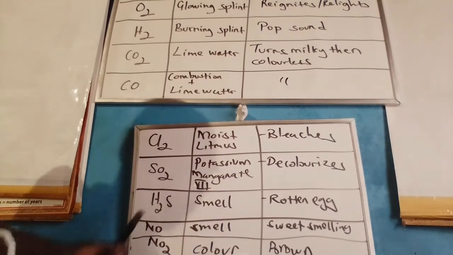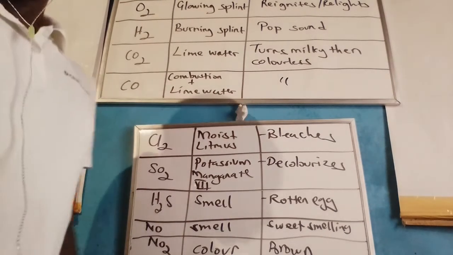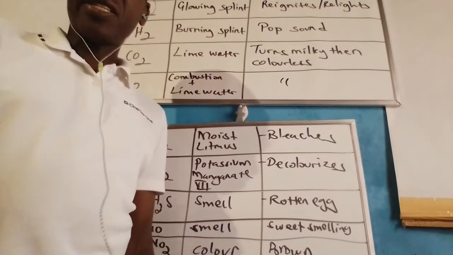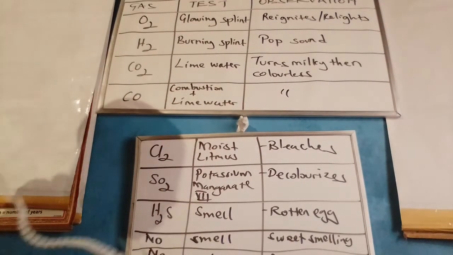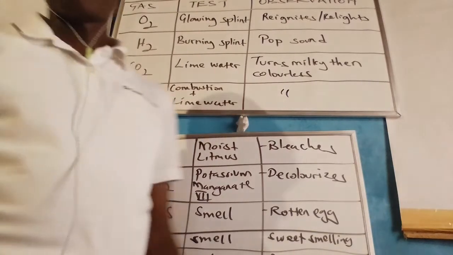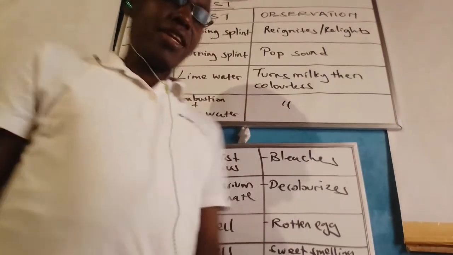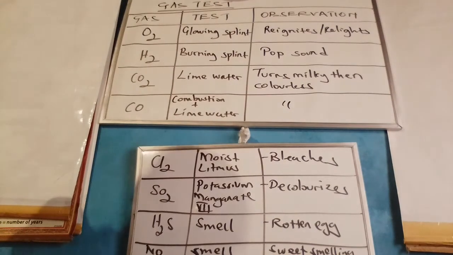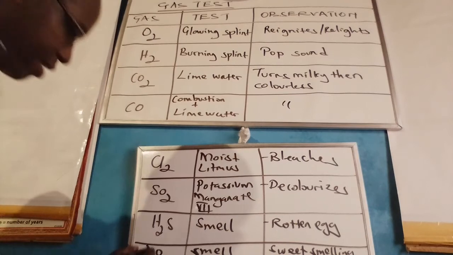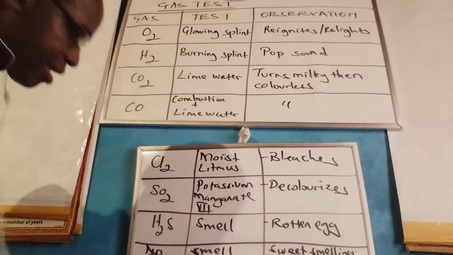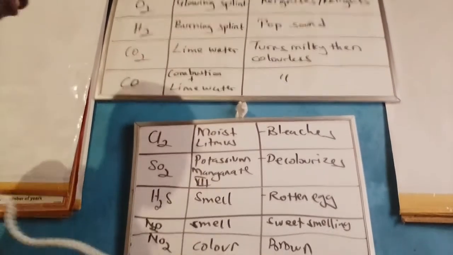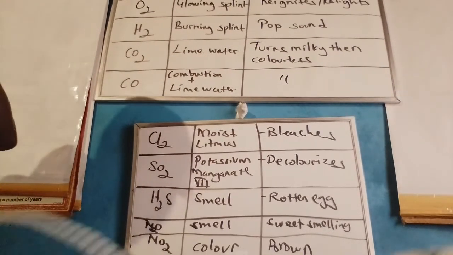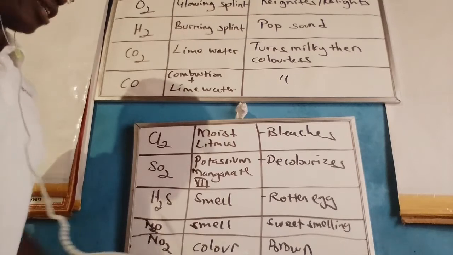Next, we have hydrogen sulfide. Hydrogen sulfide is a gas with a rotten egg smell. This is unique, and therefore the smell is characteristically used as a means of identifying it. However, precaution is to be taken because it is toxic. Next, we have nitrogen(I) oxide or dinitrogen oxide, represented as N2O. Dinitrogen oxide has a unique property that it behaves as oxygen by relighting a glowing splint, and it has a unique smell which is sweet.